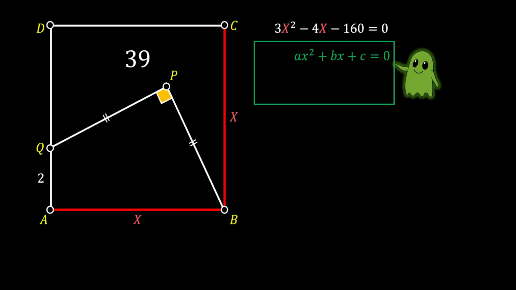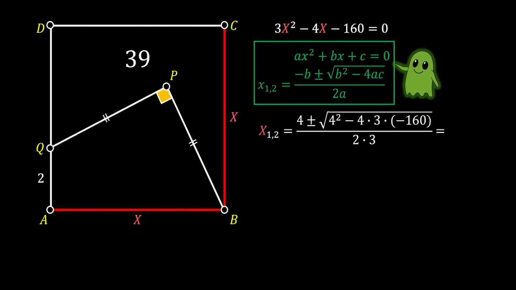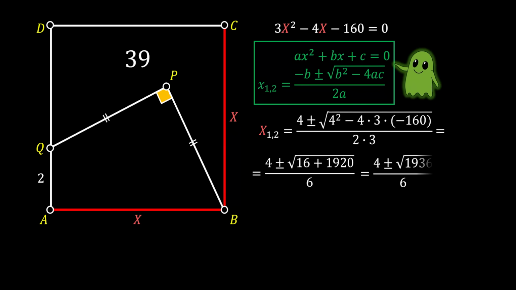So if we have a quadratic equation in a shape of ax squared plus bx plus c equals 0, we can use the following quadratic formula. Of course, in our case, a equals 3, b equals minus 4, and c equals minus 160. And we can substitute those values into our formula and get the following. Now we can just work through this and get this really nice square root of 1936. And this really nicely simplifies to 44.